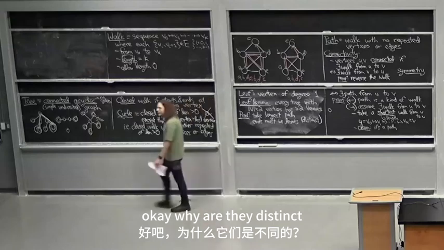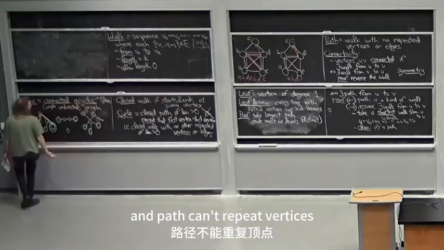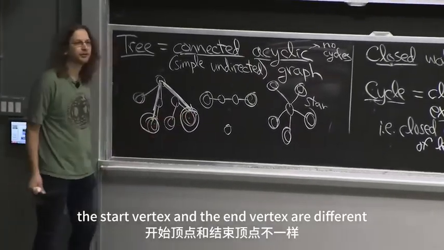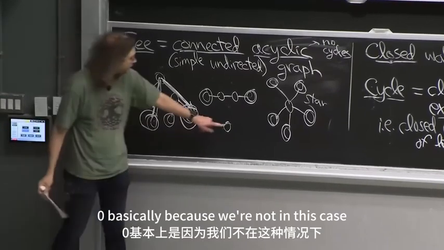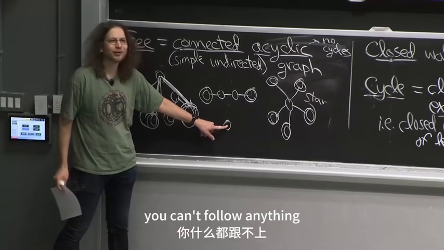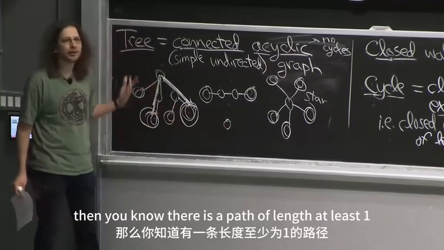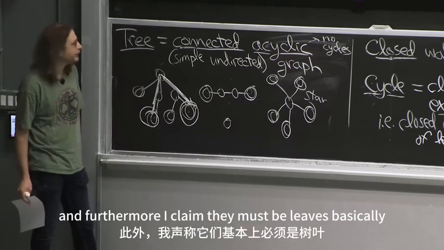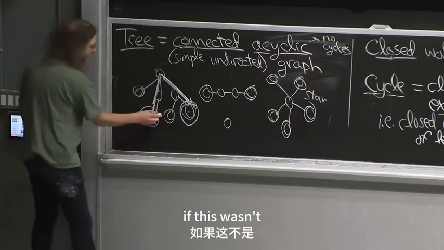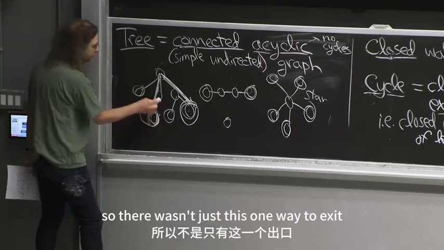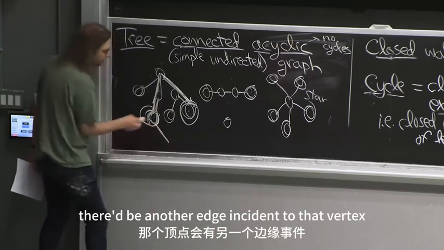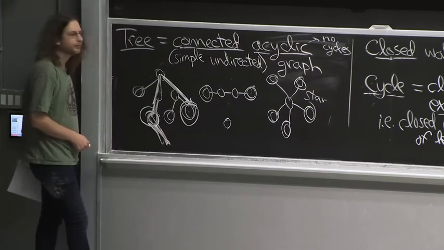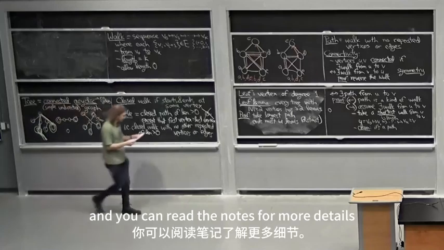Okay, why are they distinct? Well, this is a path, and a path can't repeat vertices. So unless the path has length 0, the start vertex and the end vertex are different. Okay, it's not length 0 basically because we're not in this case. In this case, there's no edges. You can't follow anything. But as long as there's at least 1 edge, then you know there is a path of length at least 1. And so the start vertex and the end vertex will be different. And furthermore, I claim they must be leaves. Basically, if this vertex didn't have degree 1, so there wasn't just this one way to exit, there'd be another edge incident to that vertex, and then you could have made a longer path. So, contradiction. Okay, I'm going to call it there, and you can read the notes for more details.